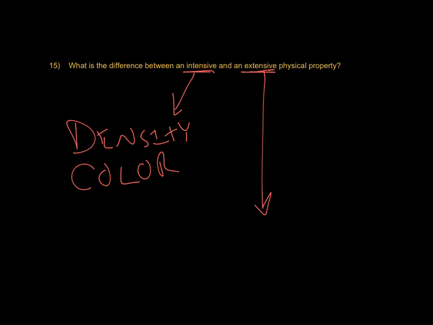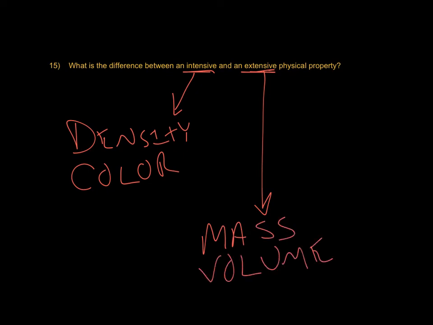It's an external kind of property, like the mass or the volume. If you change the amount of stuff, you change the mass. Right? You put more stuff on the scale, the mass goes up. You put more stuff in the graduated cylinder, the volume goes up. So those are extensive because they change depending on the amount.